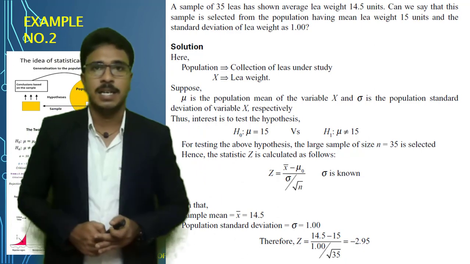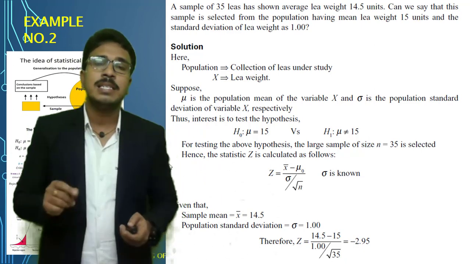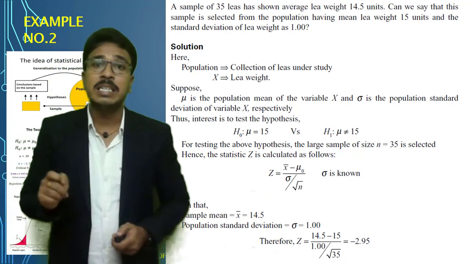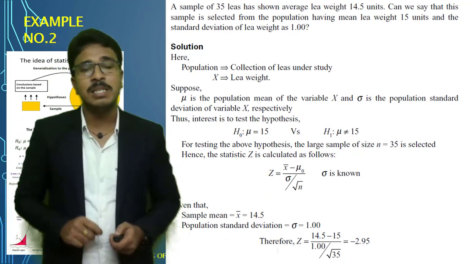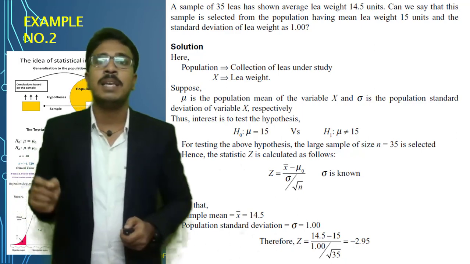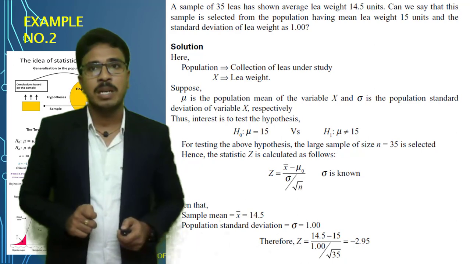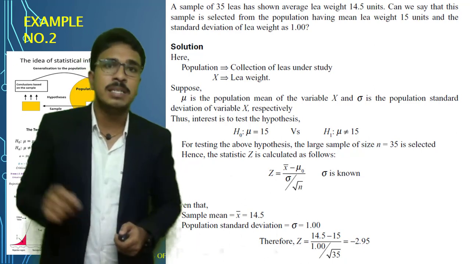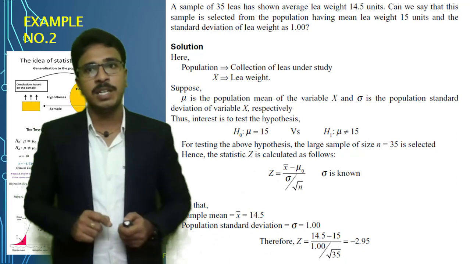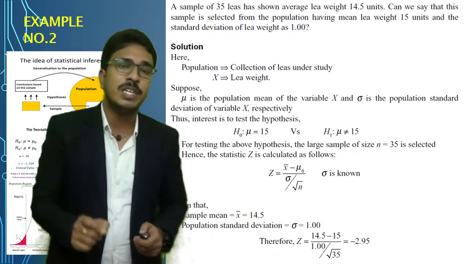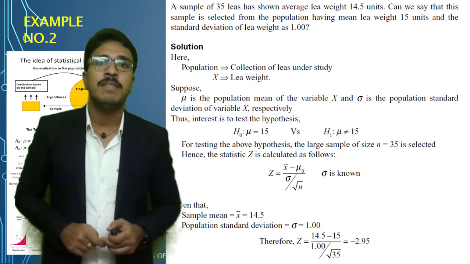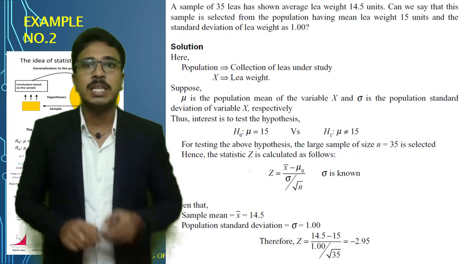So can we say that this sample is selected from the population having a mean leaf weight of 15 units and a standard deviation of leaf weight of 1? Okay, this is the problem.